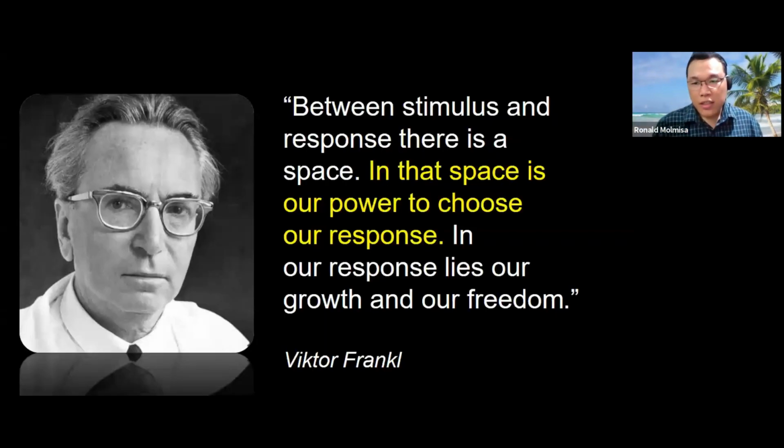Si Viktor Frankl, well, I want you to know him. Pwede niyong basahin yung Man's Search for Meaning. It's a good book. Well, hindi siya Christian, pero may matututunan tayo sa kanya. Ang sabi niya, between stimulus and response, there's a space. And in that space is our power to choose our response. In our response lies our growth and our freedom.